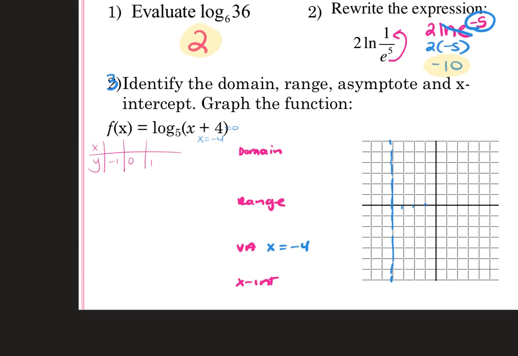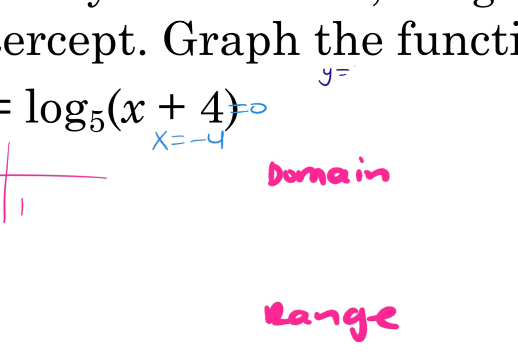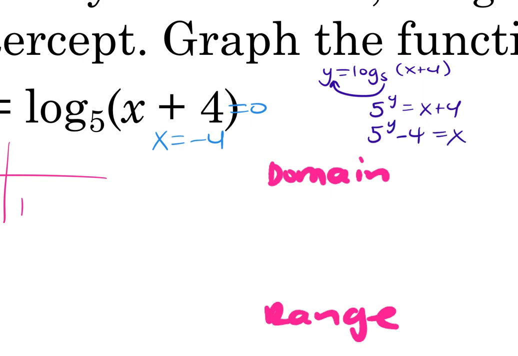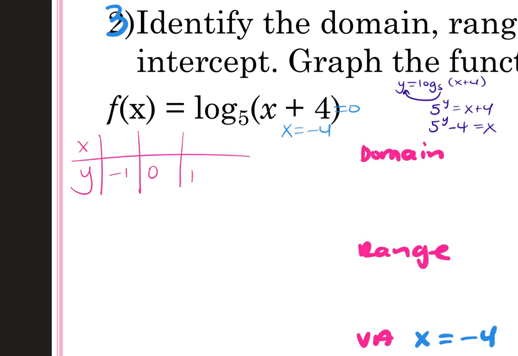Then I take that function and I'm going to rewrite it. So I get y equals log base 5 of x plus 4. I'm going to have the 5 pick up the y. So 5 to the y would equal x plus 4. And then I get 5 to the y minus 4 equals x. And then I want to plug in for y.